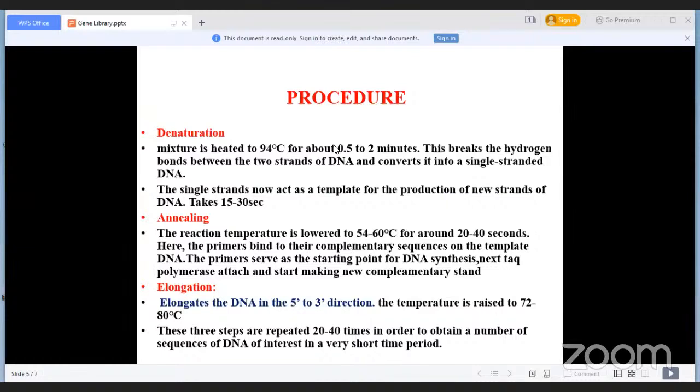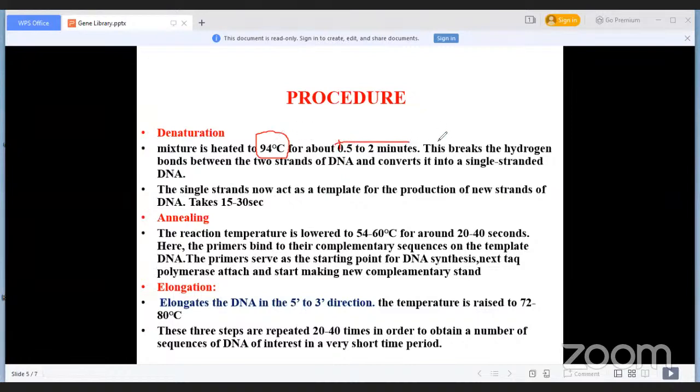So there are three steps in the PCR procedure: denaturation, annealing, elongation. In denaturation, the mixture, which already has the DNA content, is heated first, up to 94°C, for about 2 to 5 minutes.